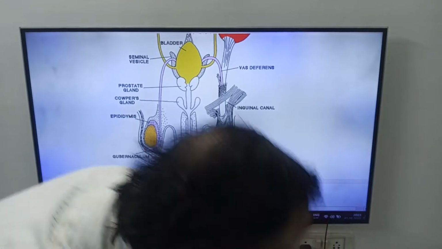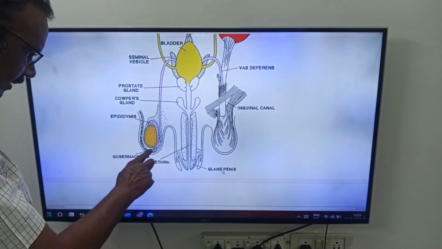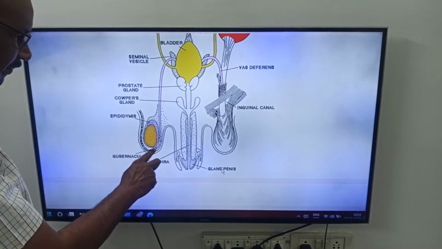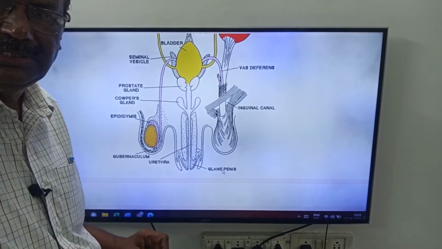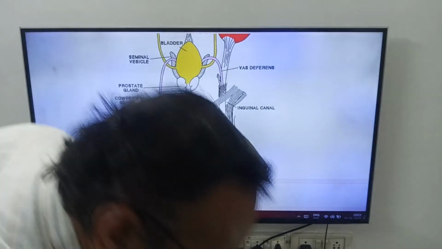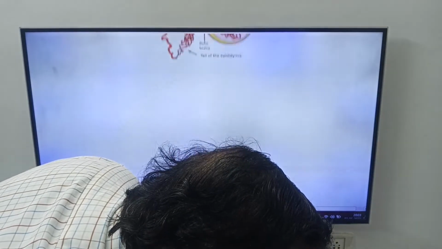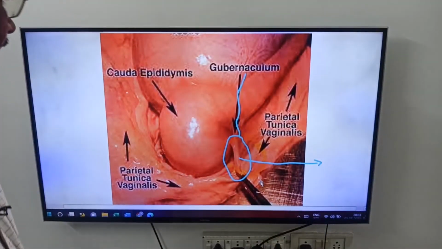See, friends, this is the testis. This is the gubernaculum. The gubernaculum is a fibrous cord. Now see the actual real image, friends.